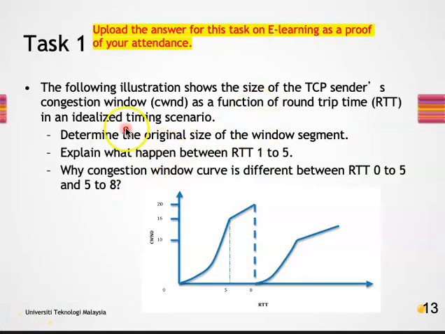So here is your task. For this example, you need to answer this question based on the given congestion window size versus RTT, and you need to upload the answer for this task on the e-learning as a proof of your attendance, as a proof that you have watched this video. There are 2 tasks for you. The first task, you can answer straight on the e-learning, or you can answer on a piece of paper and take a picture and convert it to PDF and upload on the e-learning.